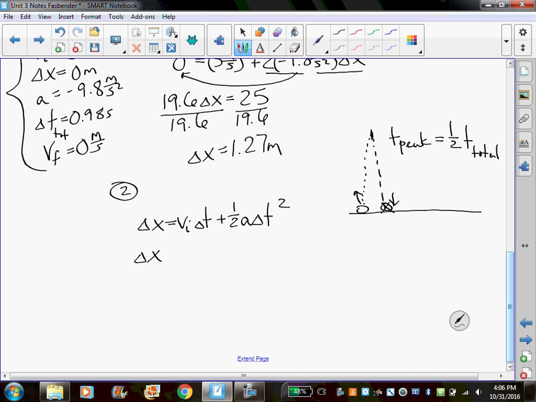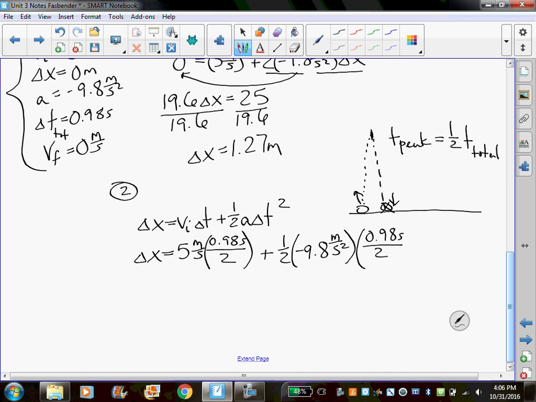So our delta x is going to equal 5 meters per second times, for my delta t, I'm not going to put in 0.98. I'm going to put in 0.98 seconds divided by 2, because the time to the peak is half of the total time. And then plus 1/2 times negative 9.8 meters per second squared times 0.98 seconds over 2 squared.